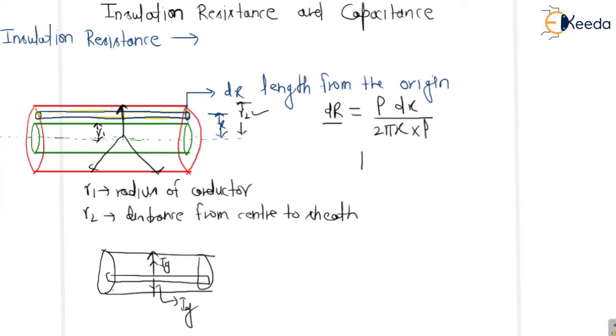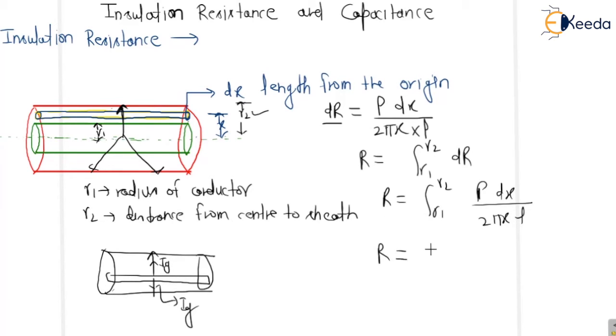So the total value of R will be equal to the integral from R1 to R2 of dR, that is, the integral from R1 to R2 of rho dx upon 2 pi x L. So we found that the value of R is equal to rho upon 2 pi L ln of capital R2 upon capital R1. This is nothing but our insulation resistance.